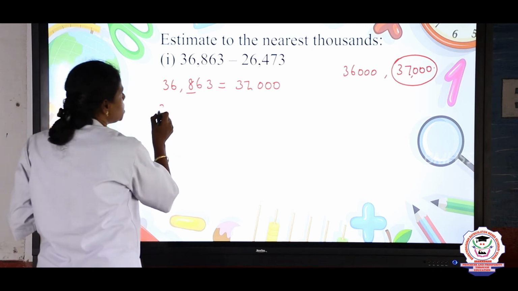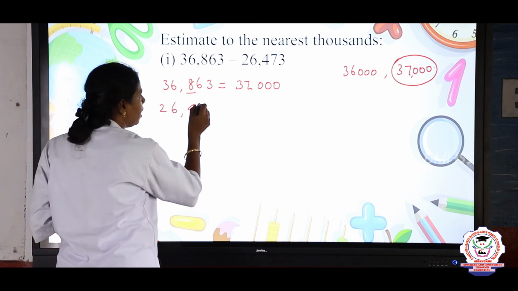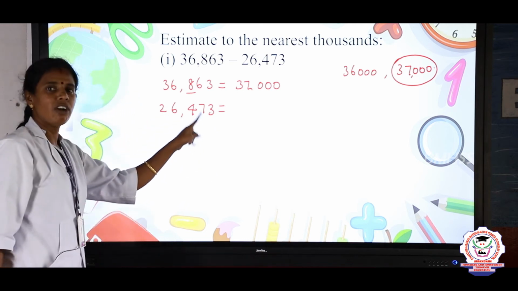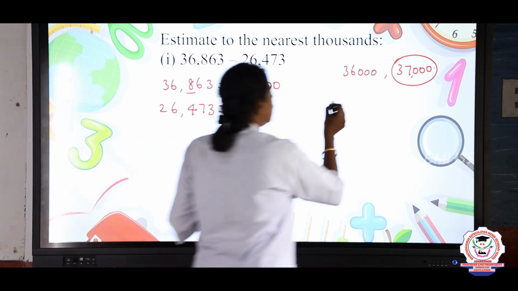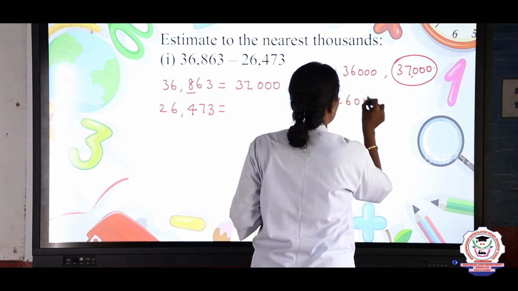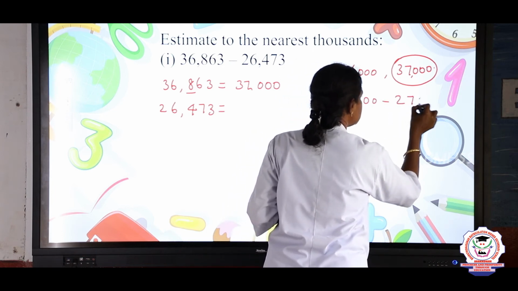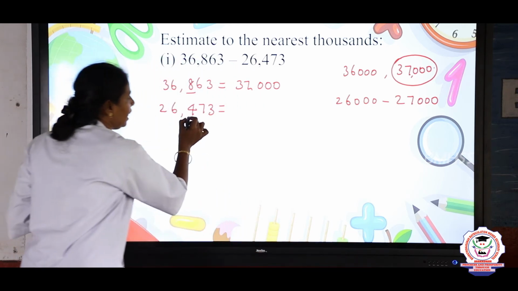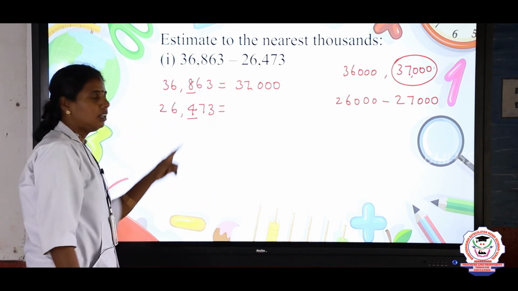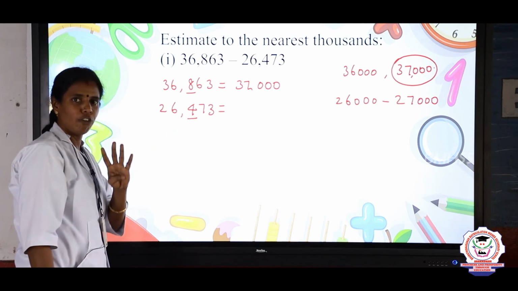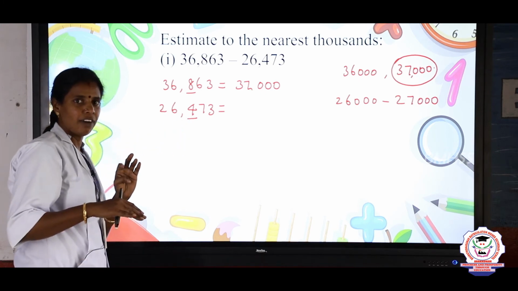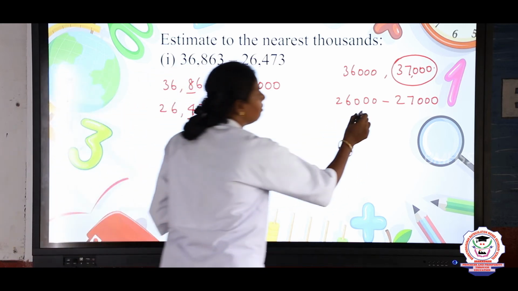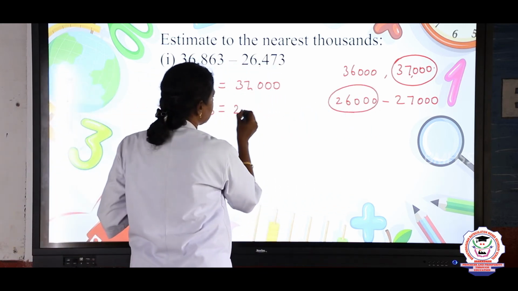The next number is 26,473. Here 26,473 will lie between 26,000 and 27,000. Okay. Now next, in the hundreds place we want to see the number. In the hundreds place, what is the number? 4. 4 is less than 5. Okay. So if it is less than 5, the before number we are going to take, which is 26,000.